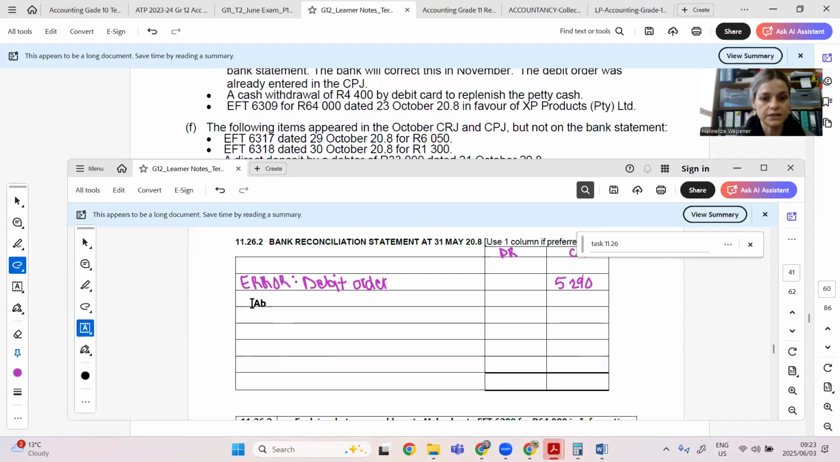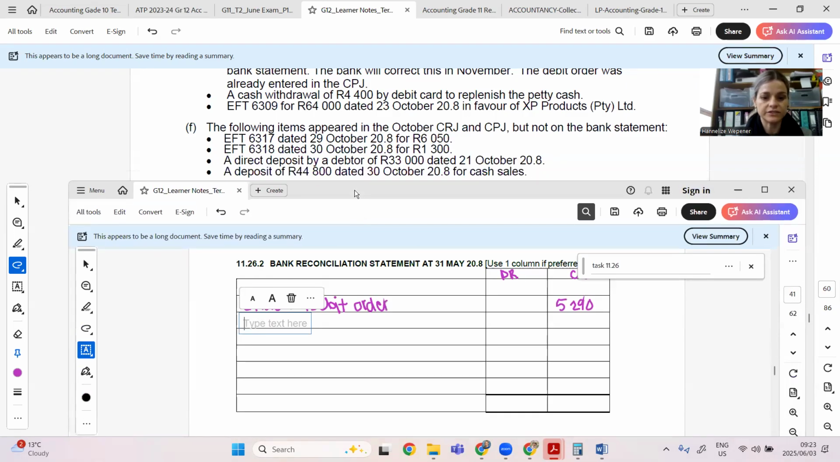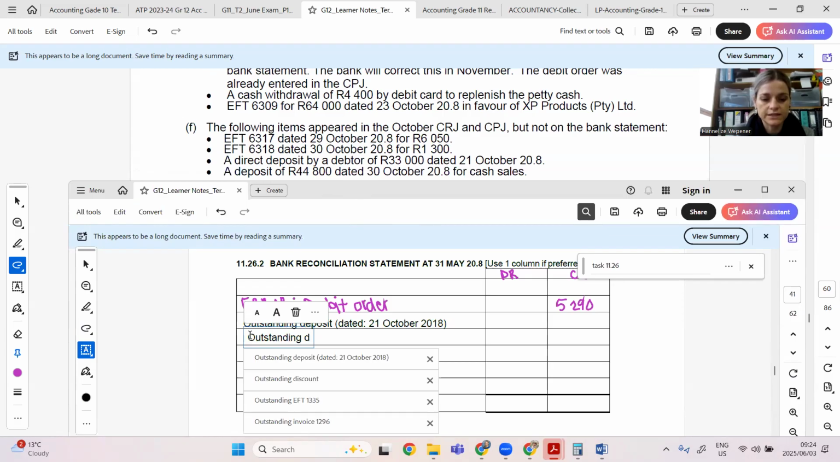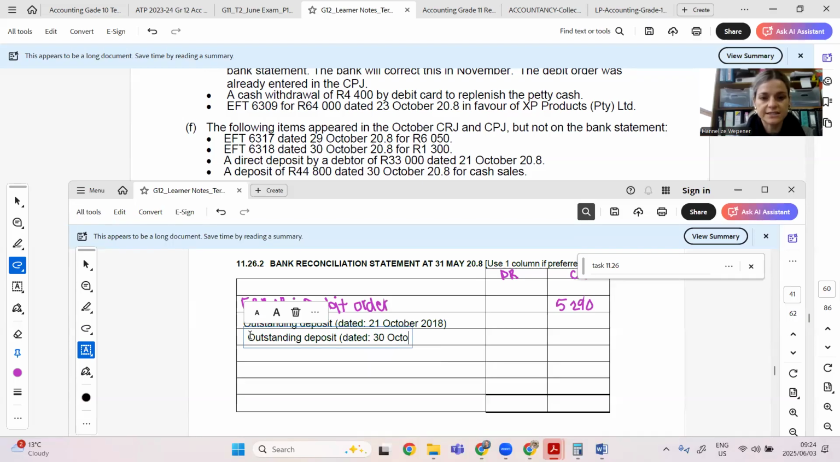Just to make it easier to read, I'm rather going to type this. So you had outstanding deposits and you had outstanding EFTs. So I'm going to start with outstanding deposit. Okay, so they are saying that there was a direct deposit by a debtor dated 21 October 2018. And then there was also an outstanding deposit. I hope there's enough space for listing them separately. Dated 30 October for cash sales.